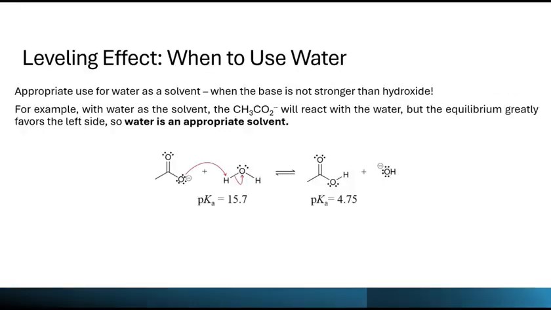Leveling effect: when to use water. Water is an appropriate solvent when the base is not stronger than hydroxide. For example, with water as a solvent, acetate ion will react with water, but equilibrium will greatly favor the left side, so water is an appropriate solvent. Note the pKa in this case of water, 15.7 or 14, is a lot higher than the pKa of acetic acid of 4.75.